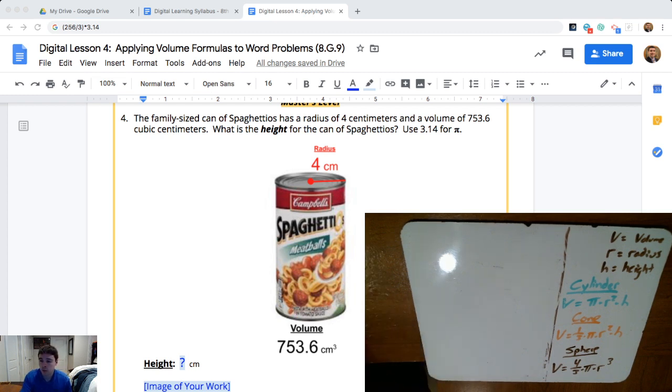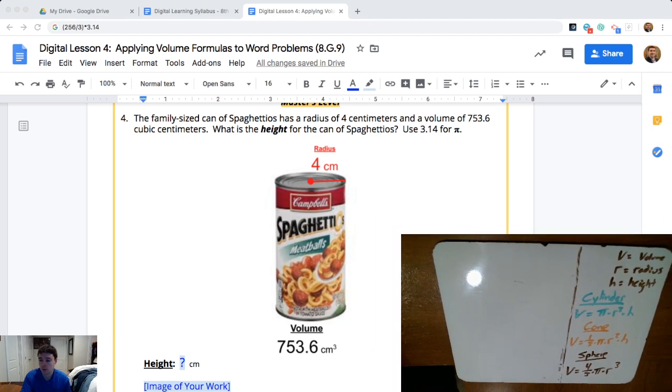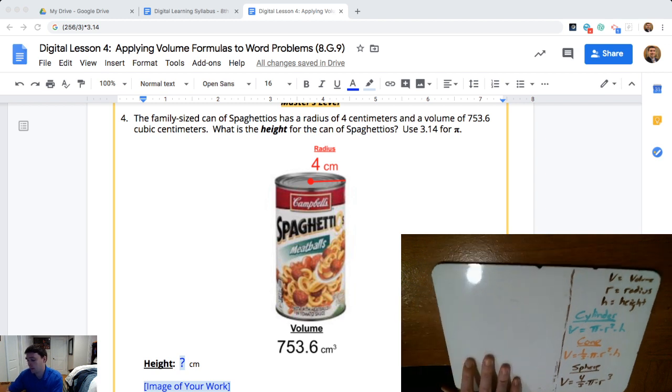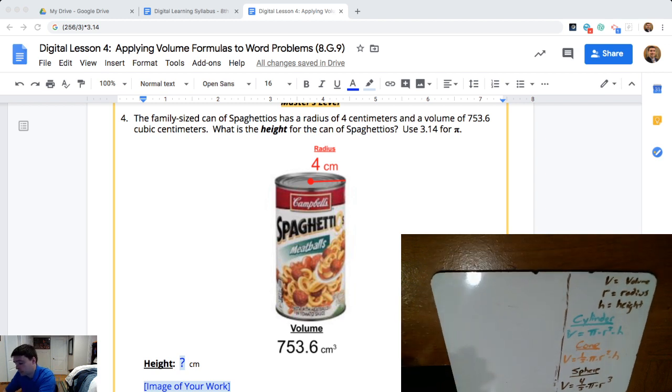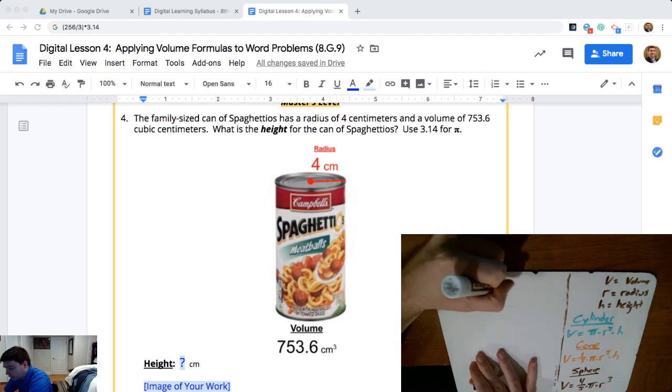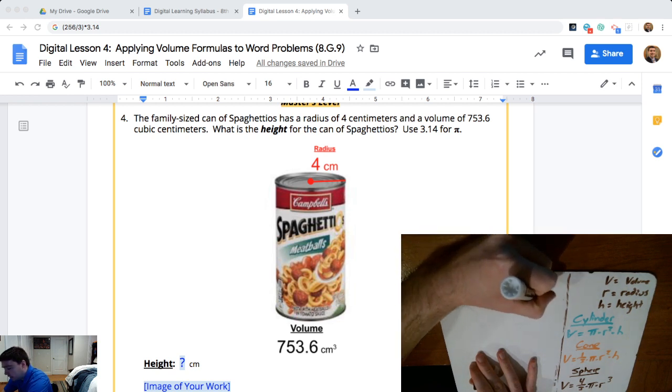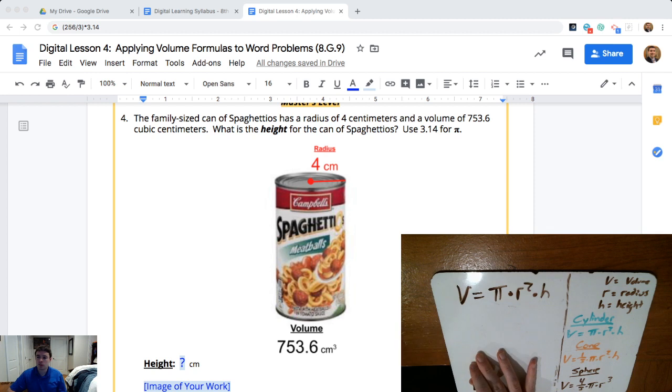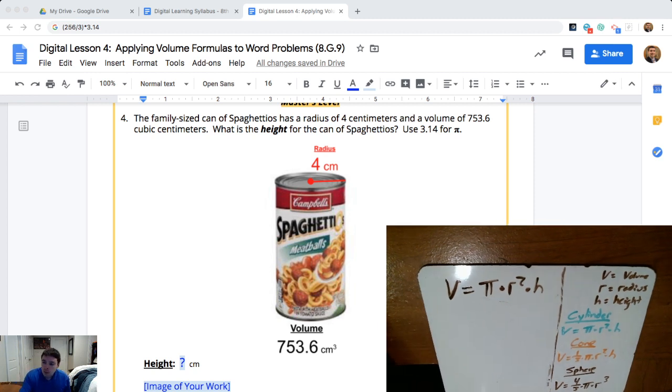In any can of food, the shape that we're working with is a cylinder. So those of you with me, I think you are aware that this is a cylinder. I think you're also comfortable to know that the volume formula would be pi r squared h, or pi multiplied with radius squared multiplied with height. So that's the volume formula I'm going to write down for this can of SpaghettiOs. I'm going to make the whiteboard a little bit larger.